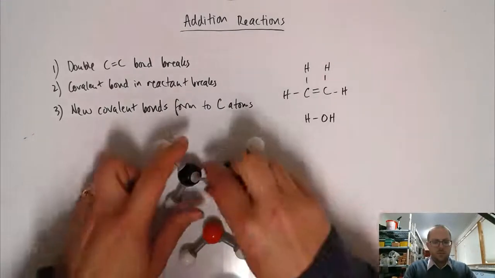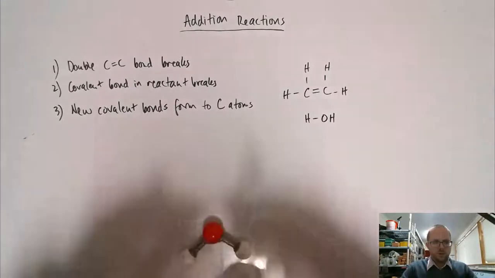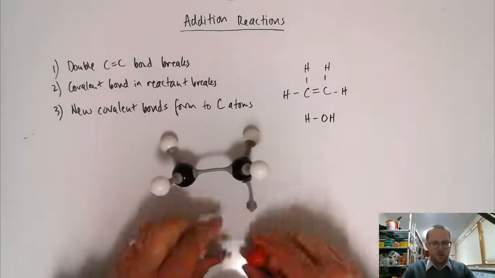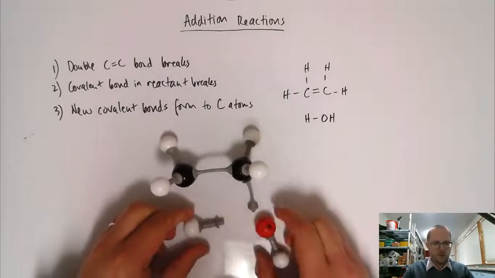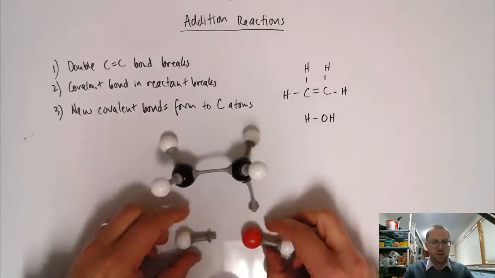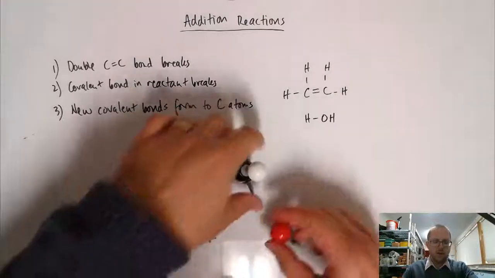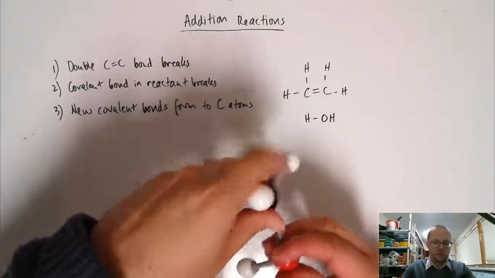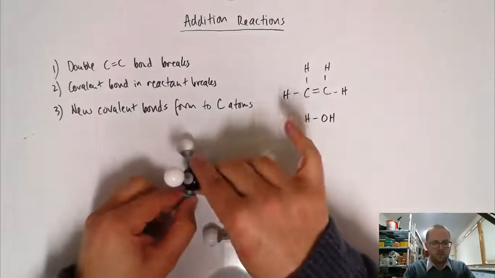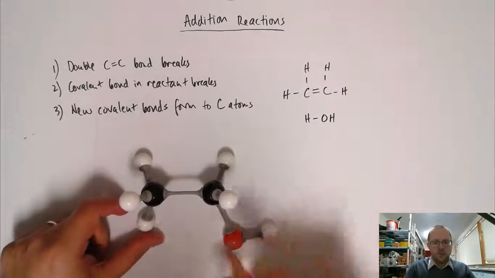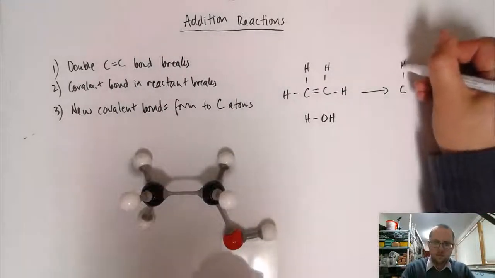Same as before, I break one of these bonds. Now I have an OH and an H separate. I've got only a single bond in here and this connection here, and then I make the new connections. And so now what I've made is ethanol.